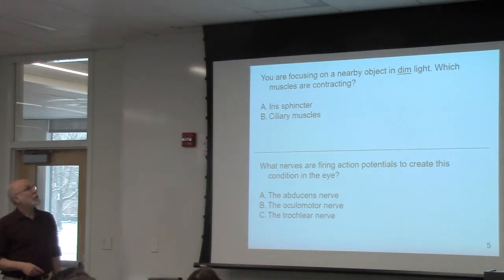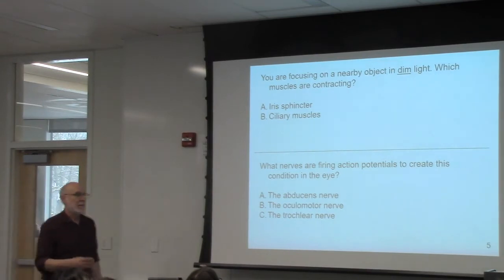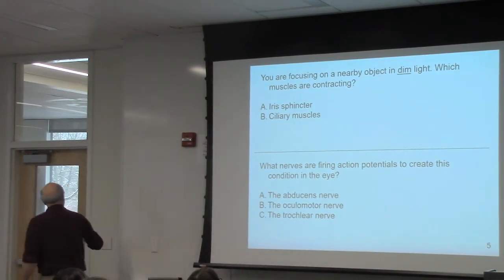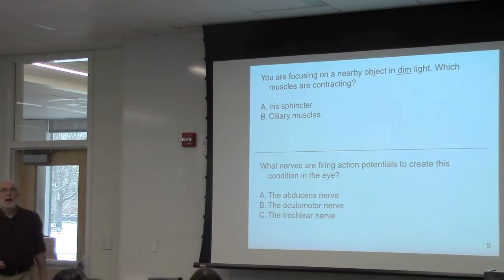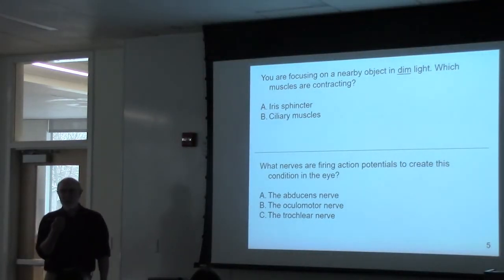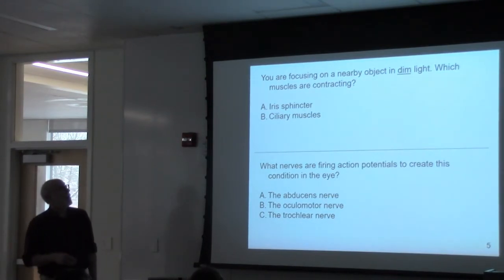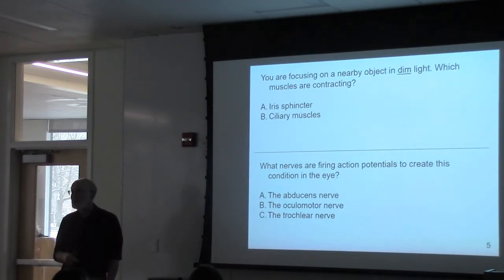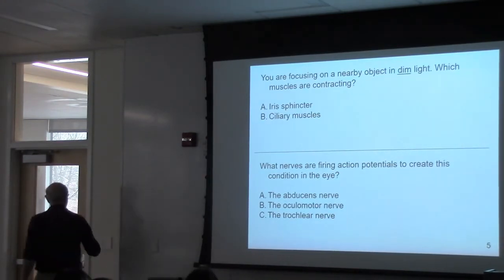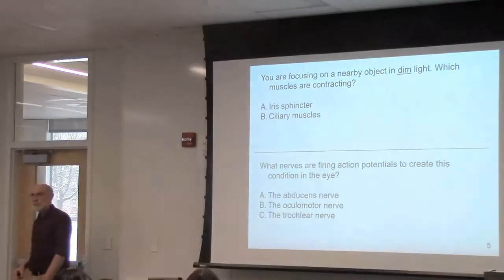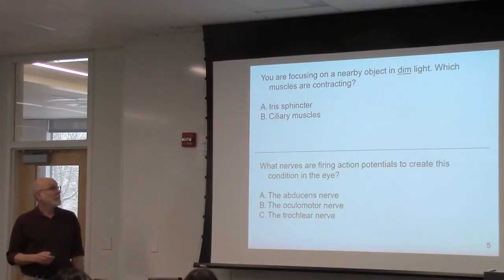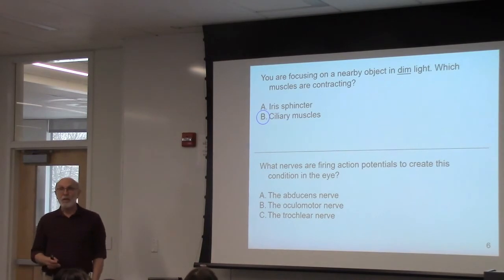Okay? You are focusing on a nearby object in dim light. Let's assume that you've had a chance to adapt to the dimness of the light. What muscles are contracted? Ciliary muscles. Your iris is dilated, but your ciliary muscles are contracted to focus.